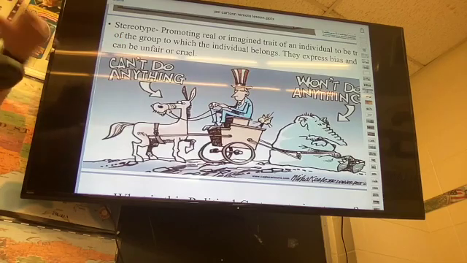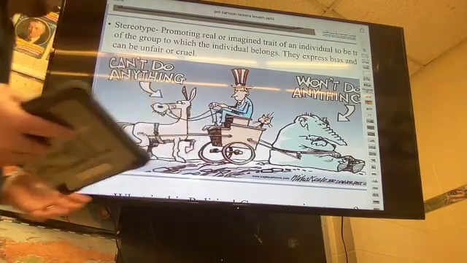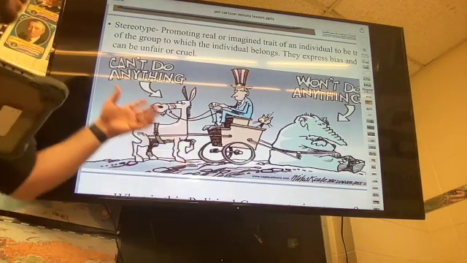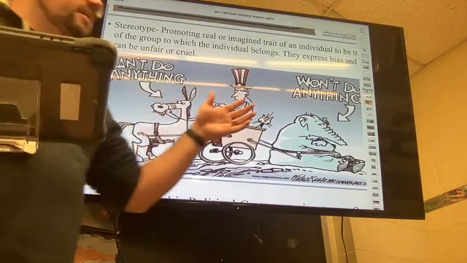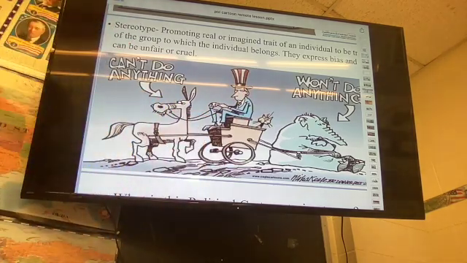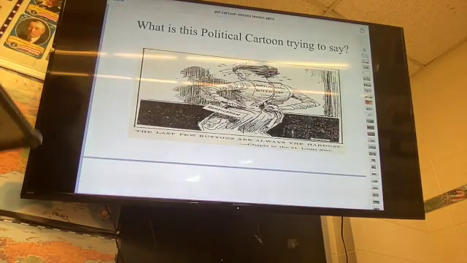Stereotype. This shows the donkey representing Democrats. This represents the elephant representing Republicans. And this is showing the stereotypes: donkeys, Democrats, they can't do anything, and Republicans won't do anything. They are showing the stereotypes of how people look at these two different parties. Okay, so let's get to some political cartoons.